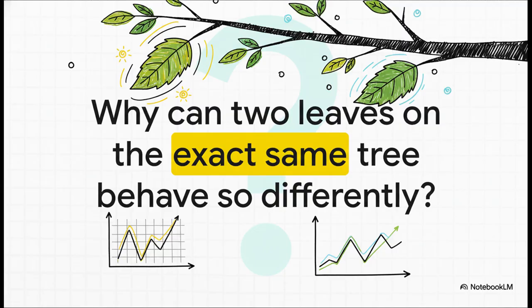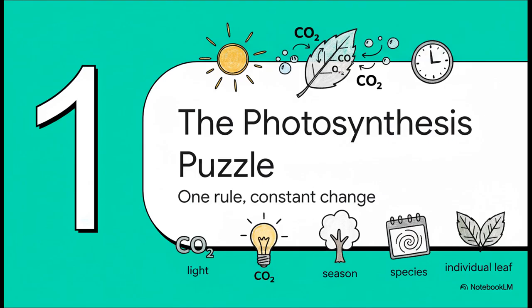Imagine you're looking at a tree branch. You've got two leaves right next to each other on the exact same branch, but one is photosynthesizing like crazy, just going at full capacity, while the other one is barely doing anything. How is that even possible? This little mystery, it's actually at the heart of a massive challenge for scientists. And that brings us to what we can call the photosynthesis puzzle.